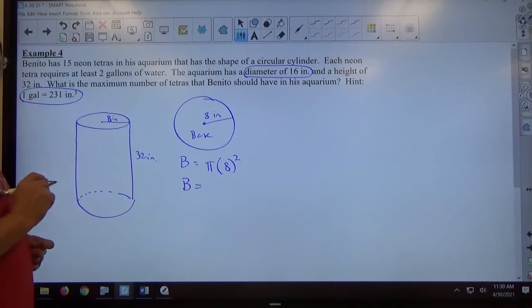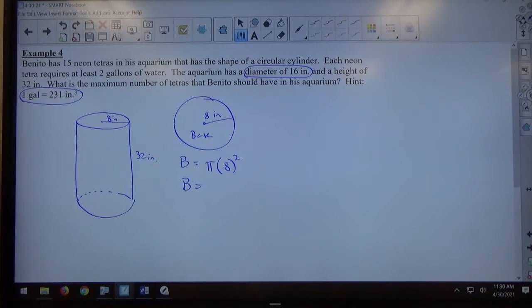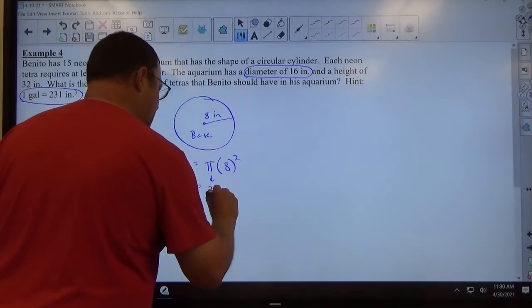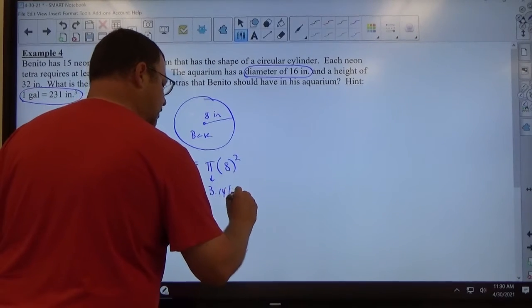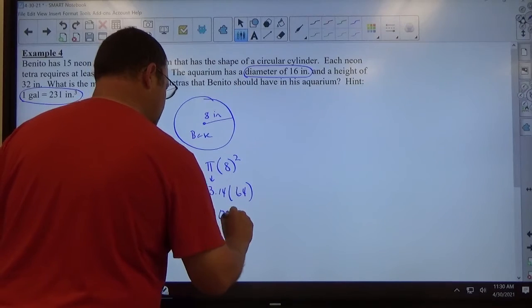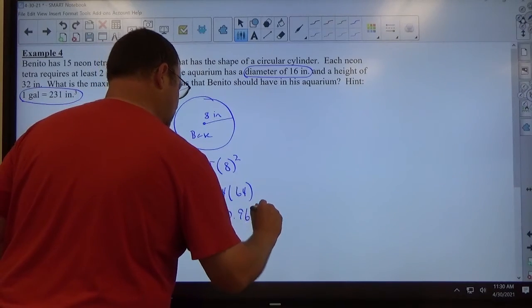For now, until we get to bigger and better classes where we need to be much more accurate, let's use pi as approximately 3.14. So we're going to use 3.14 to approximate pi, and 8 squared is 64. If you punch that in the calculator, it equals 200.96 square inches.